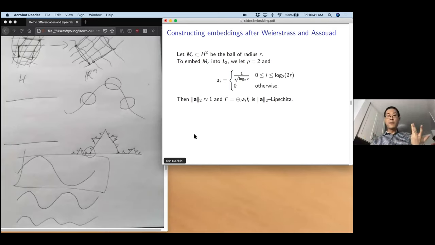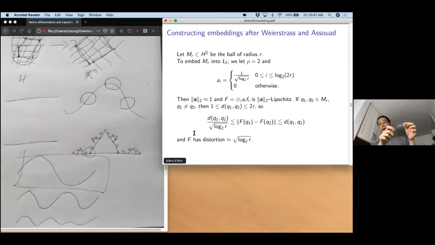But furthermore, if I have 2 distinct points in the lattice, then on one hand, they can't be too far apart. They have to be distance at most 2r from one another because they're both in the ball of radius r. And on the other hand, they can't be too close together. If I have 2 distinct points in the lattice, the closest they can be is distance 1 apart. So the distance between them is between 1 and 2r.